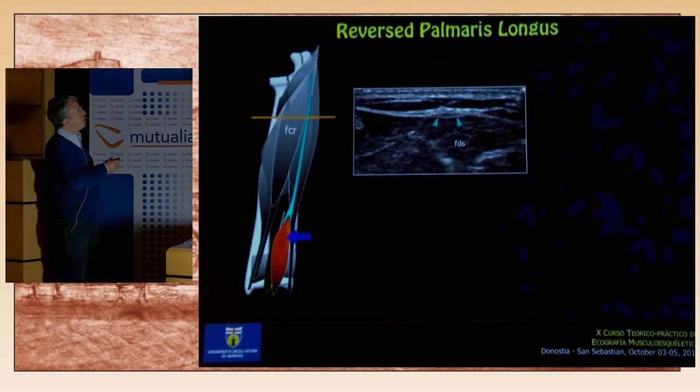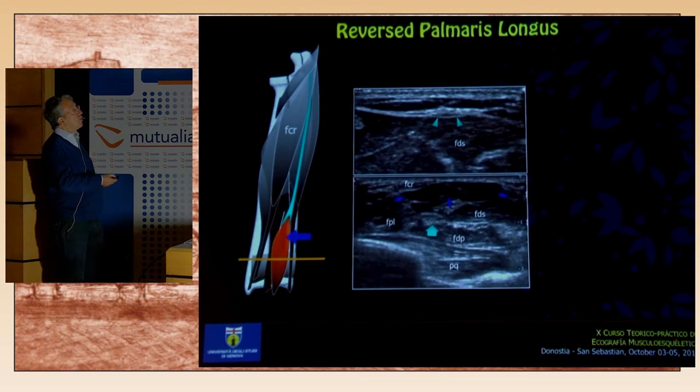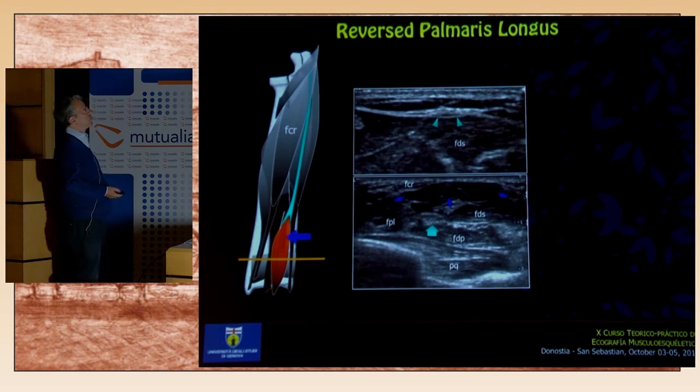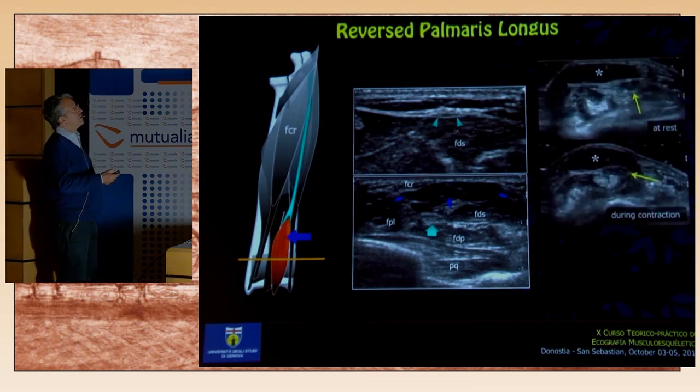a reversed palmaris. So placing the probe here proximally, just a tendon. Where is the palmaris? I don't see the palmaris. Then more distally, a lot of muscle, more layers than expected. So you see the pronator quadratus, flexor digitorum profundus, flexor digitorum superficialis, and what is that? Is the palmaris longus. And after inviting the patient to clench her fist, to activate the flexors, this is what we could see. So the contraction of the palmaris, and you can see here the compressed median nerve by the action of the muscle.